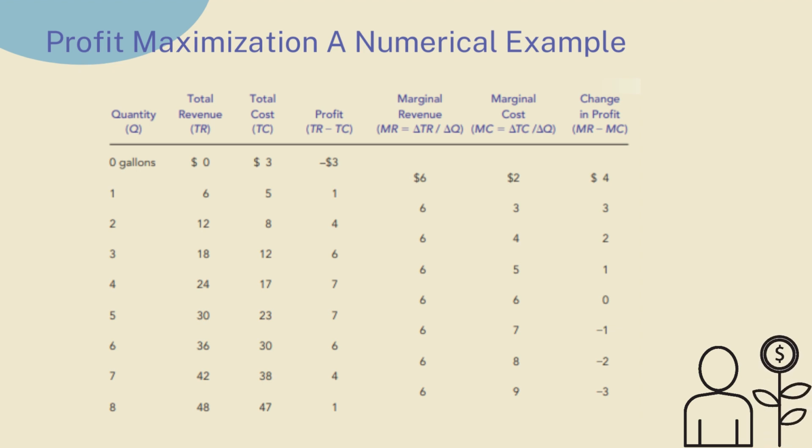Once the Vega farm has reached 5 gallons of milk, however, the situation changes. The sixth gallon would have a marginal revenue of $6 and a marginal cost of $7, so producing it would reduce profit by $1. As a result, the Vegas would not produce beyond 5 gallons. One of the 10 principles is that rational people think at the margin. We now see how the Vega family dairy farm can apply this principle.